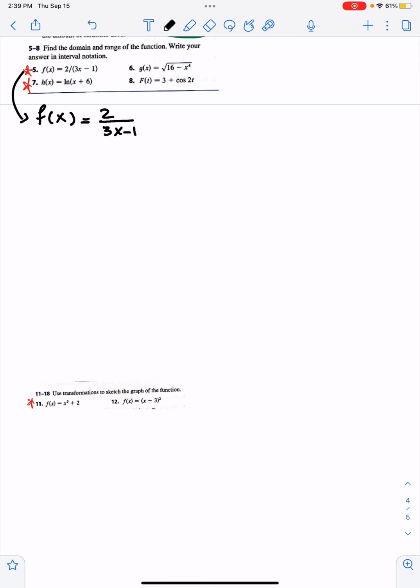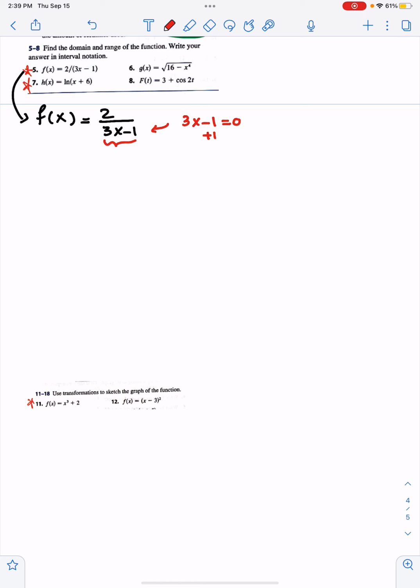So if you have a rational function, the only part that must be taken out of your domain, or the values of x that are not acceptable, is what makes the denominator 0. So 3x minus 1, I let it equal to 0, and whatever x makes the denominator 0 must be taken out of the domain.